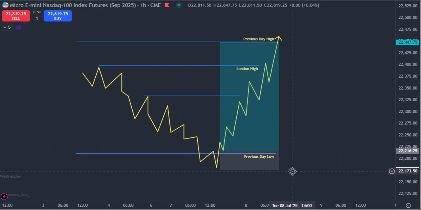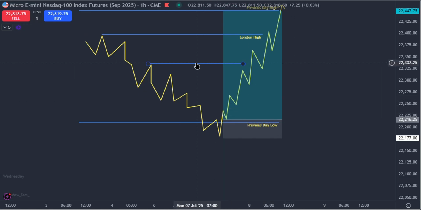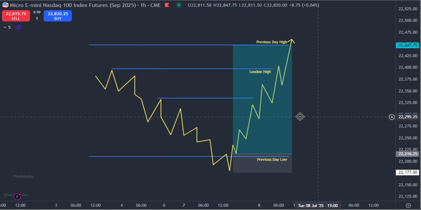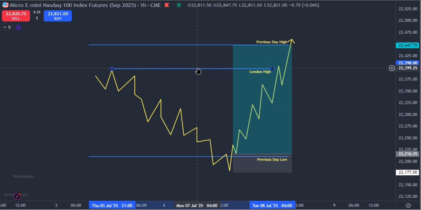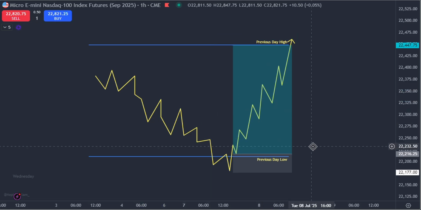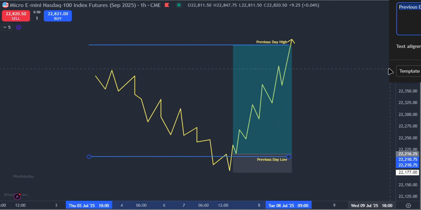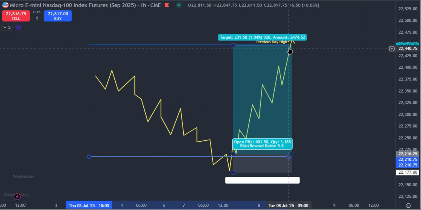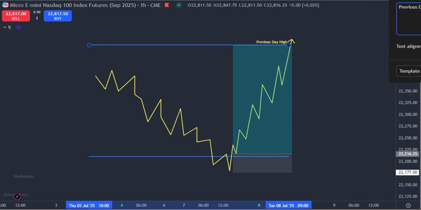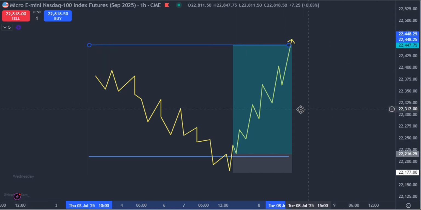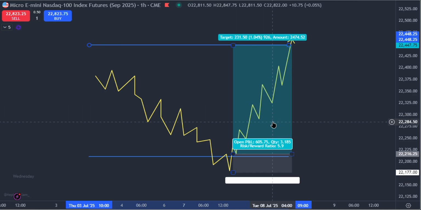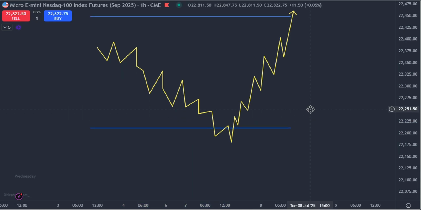So another thing that I look for is your POIs. What do I look for as for my POIs or PDAs? In my other video, I was teaching you internal liquidity and external liquidity. What do I mean by that? So internal liquidity, I look for the market to rebalance.